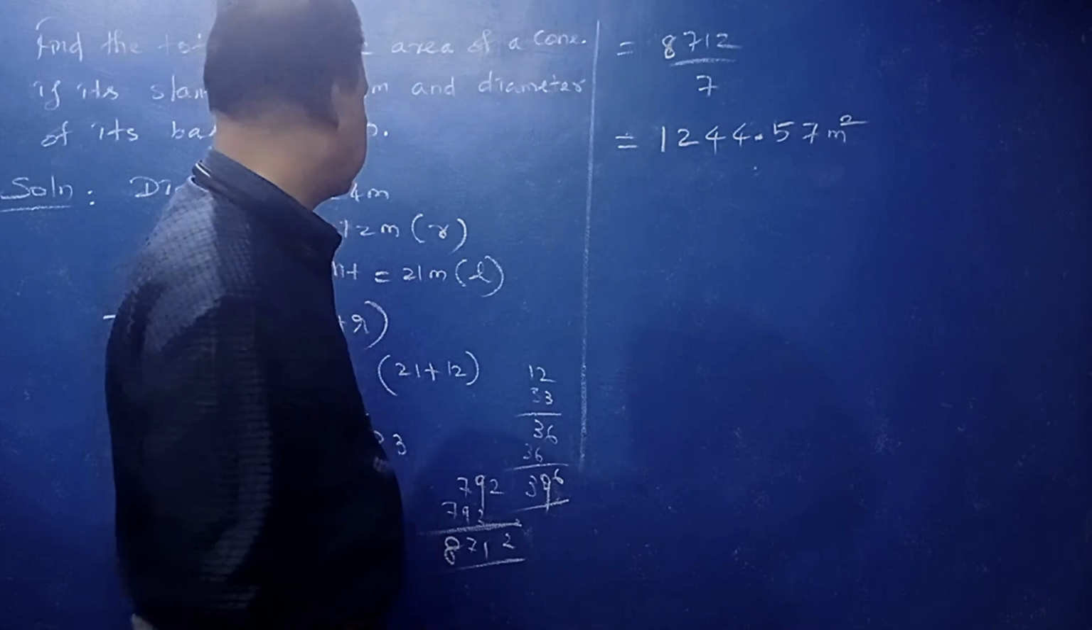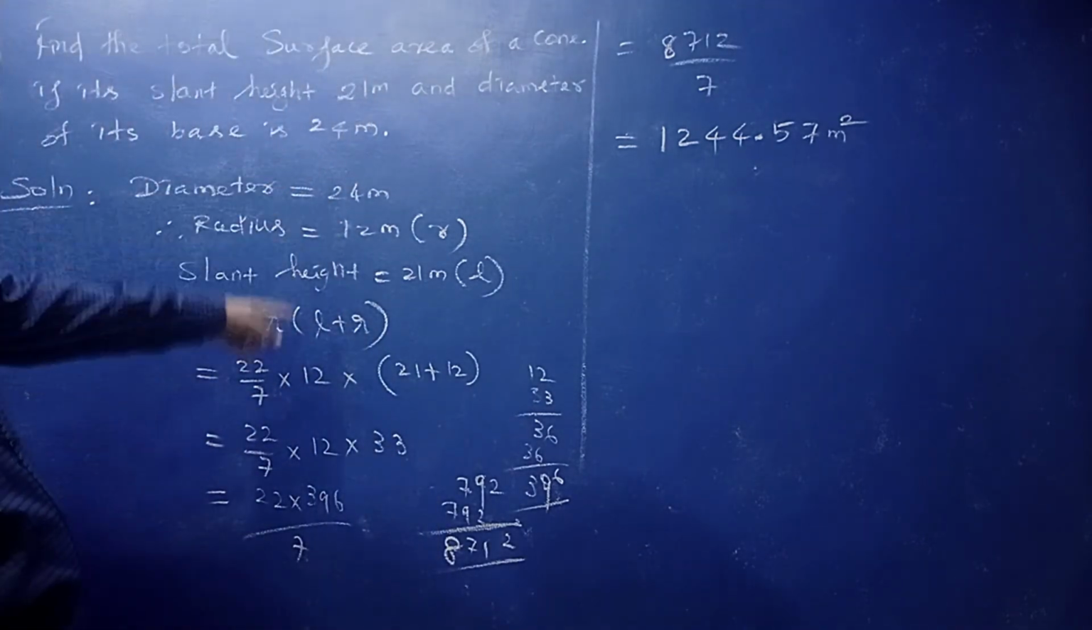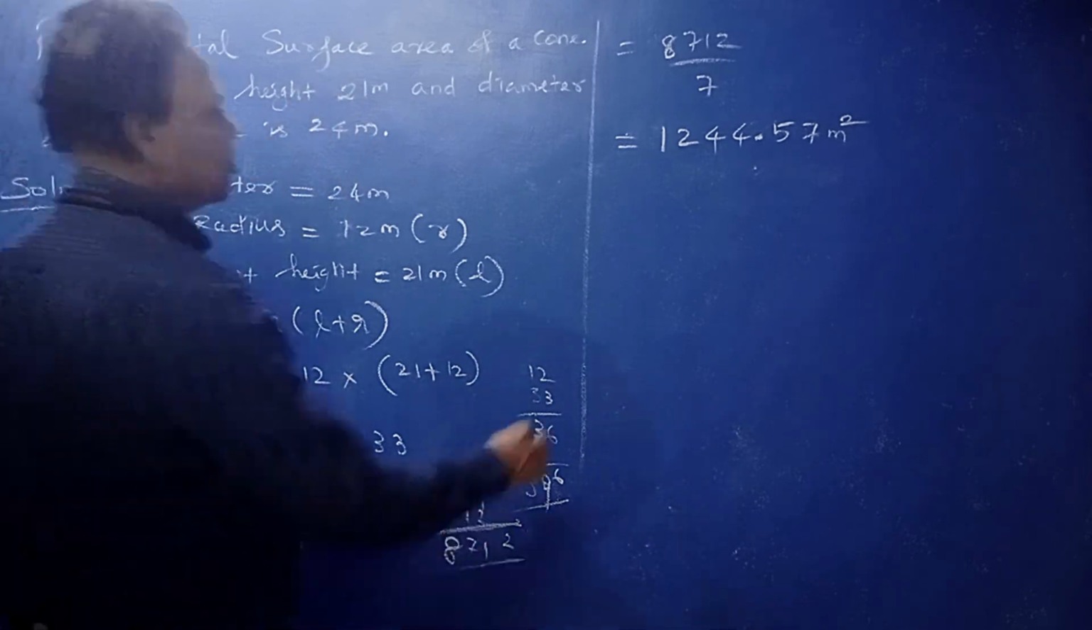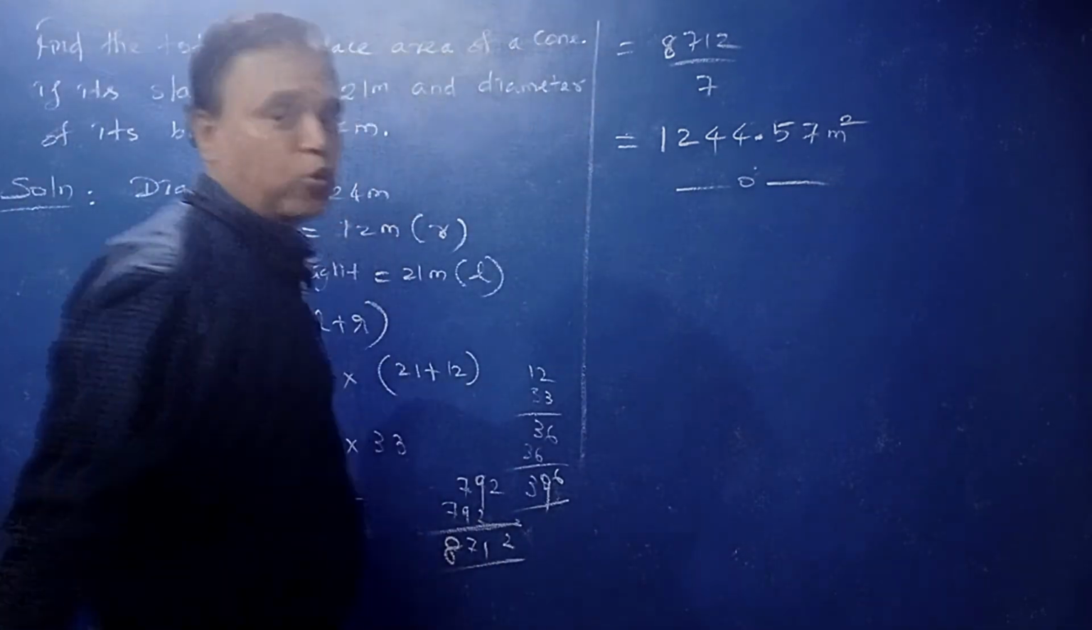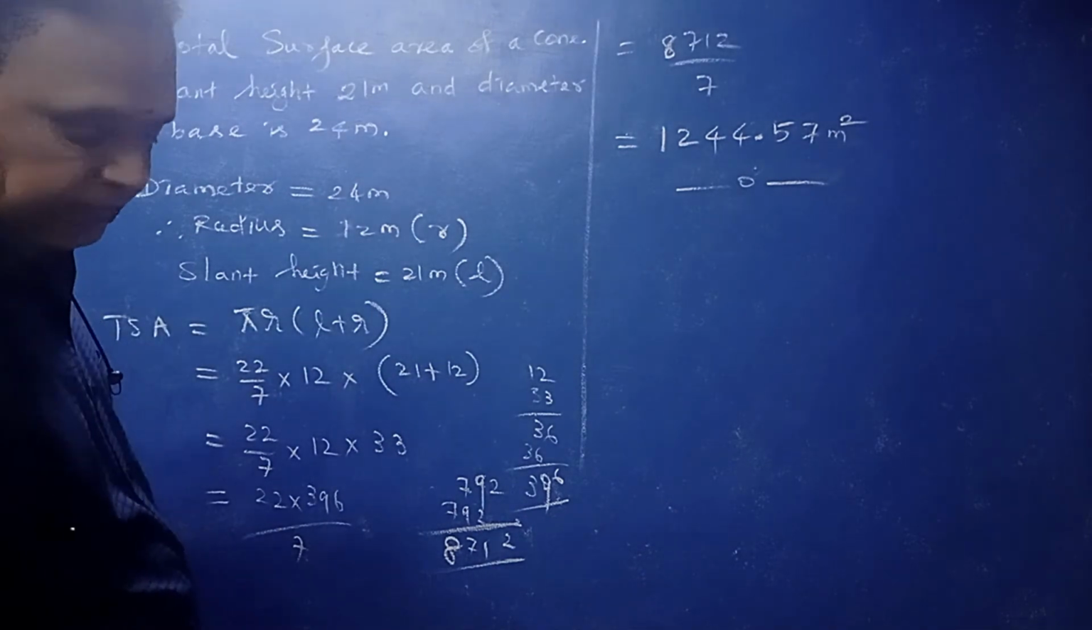That is the total surface area of the cone. The formula is very important. Then put the correct value and get the answer. That's all. Put the correct value and get the correct answer.